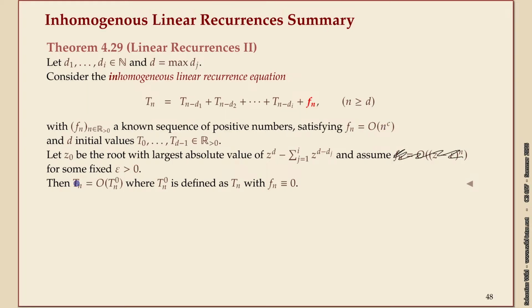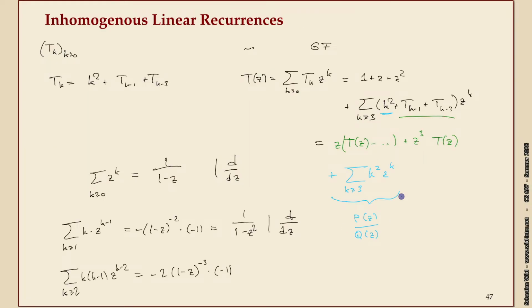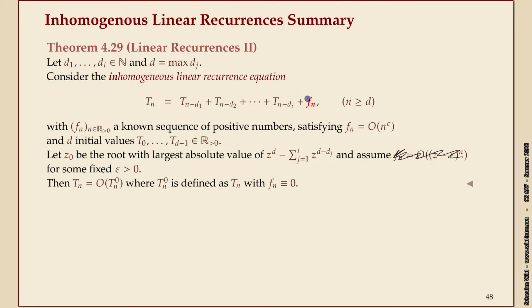Then you can get an asymptotic representation, an asymptotic bound for the solution Tn in terms of Tn0, where Tn0 is the previous recurrence without this inhomogeneous part. In other terms, what it says, this light blue part here, doesn't contribute to the leading order growth. It doesn't contribute to the most significant part of the growth of this recurrence if this stays a polynomial.